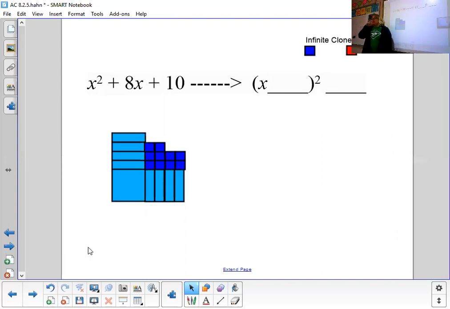Okay, let me ask you a question. If I added 1 and then subtracted 1, what am I really adding? 0. And if I add 0, does that change my equation? No. So I can add something as long as I balance it out by subtracting something on the outside. My red squares mean to subtract. So I just added 1 and then I subtracted 1. Did I change the value of my equation? No, but I'm starting to fill in my square, right?